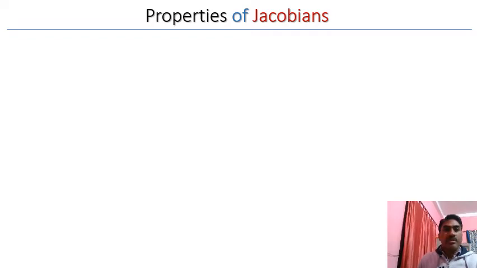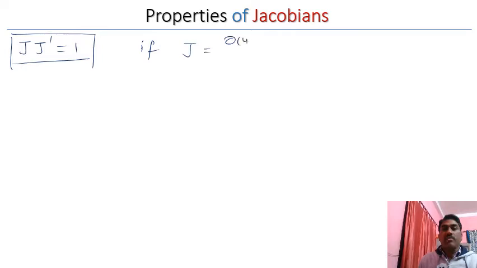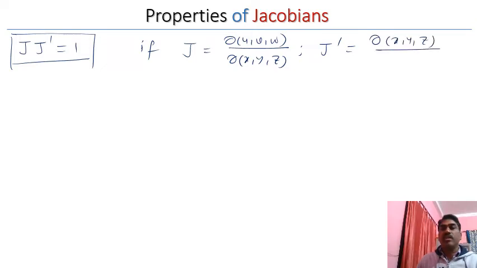This property is sometimes also referred to as JJ dash is equal to 1. What is J and what is J dash? If you term J as the Jacobian of u, v, w with respect to x, y, z, then J dash is directly its inverse, meaning the Jacobian of x, y, z with respect to u, v, w. So we will take a question to verify that JJ dash is equal to 1.